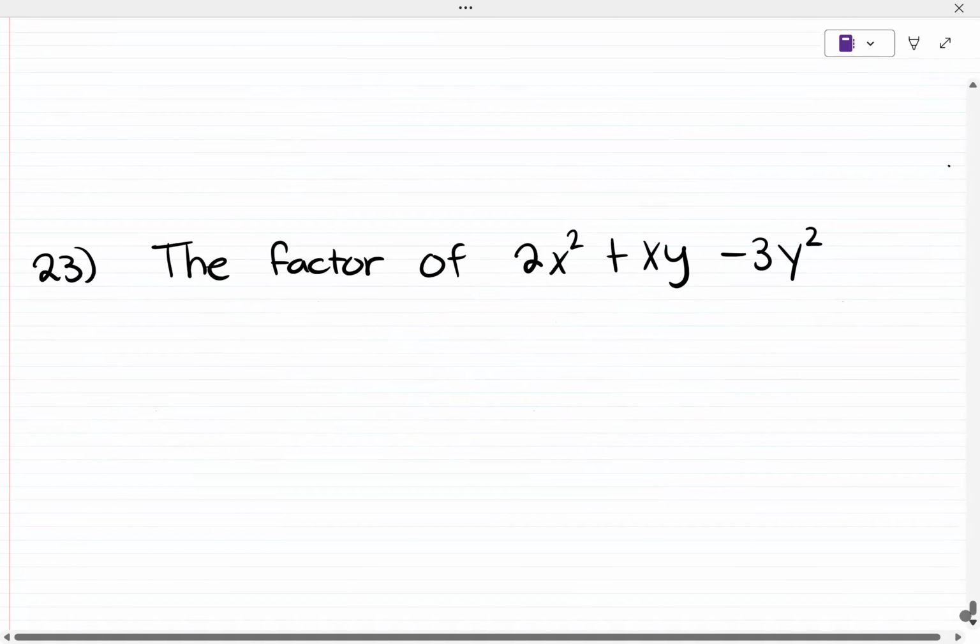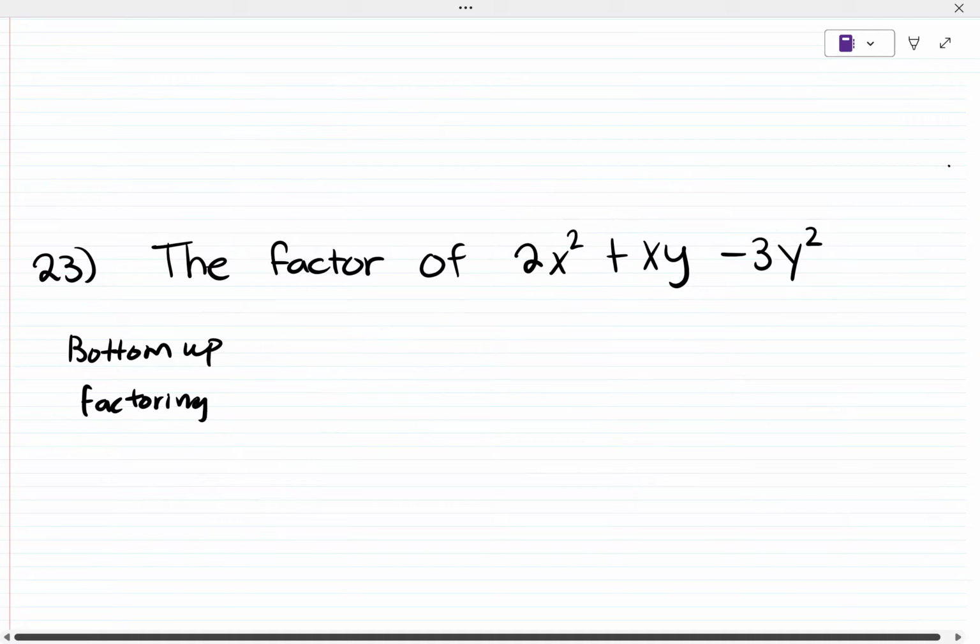Okay, 23 says factor 2x squared plus xy minus 3y squared. Yes, you're going to have multiple choice, but this is how you would do it without doing each multiple choice. You're just going to factor this. And the technique we're going to use is what's called bottoms up factoring.